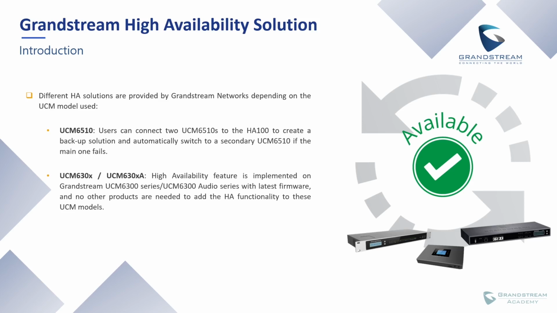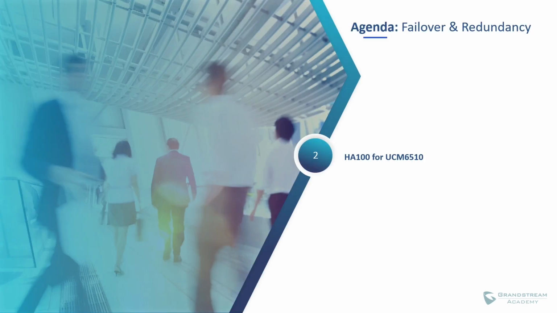For high availability, we provide different solutions. For the UCM 6510, users can connect two UCM 6510 units to the HA100 to create a backup solution and automatically switch to a secondary UCM 6510 if the main one fails. For the UCM 6300 series and the UCM 6300 audio series, the high availability feature is implemented within the UCM software, and no other products are needed when setting up the high availability. Well, let's start first with the HA100 for the UCM 6510.